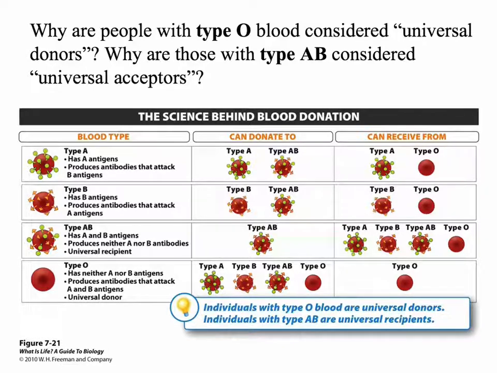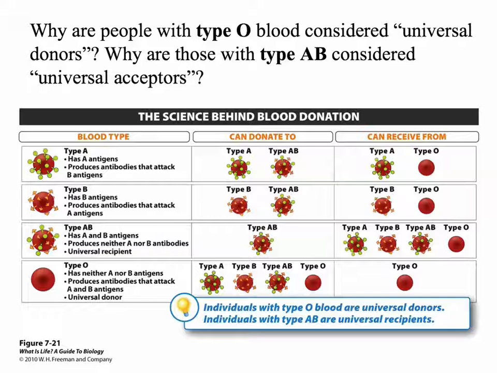Type AB can only donate to other type AB bloods, but they can receive blood from any other blood type. This means that they are the universal receiver of blood. Type O is the universal donor. Because there are no antibodies made, type O blood can be given to any blood type. However, type O blood can only receive from other type O's.